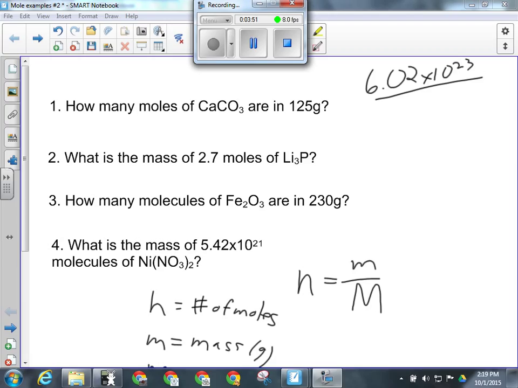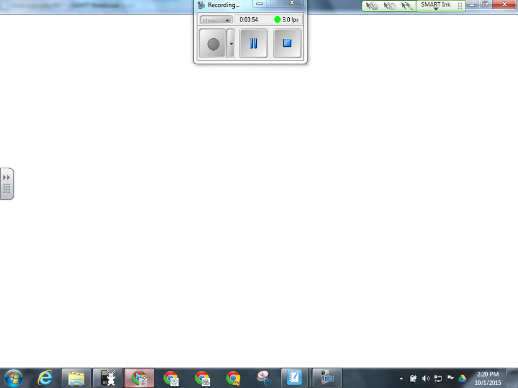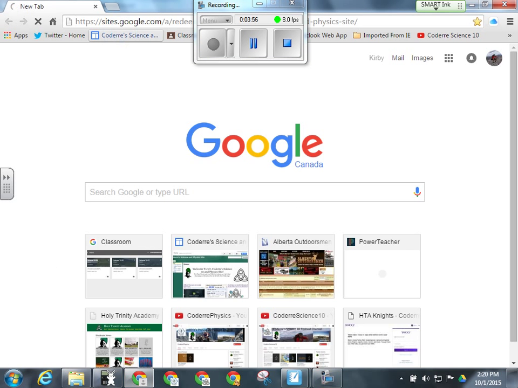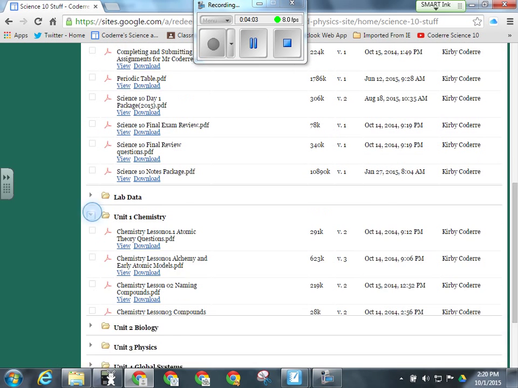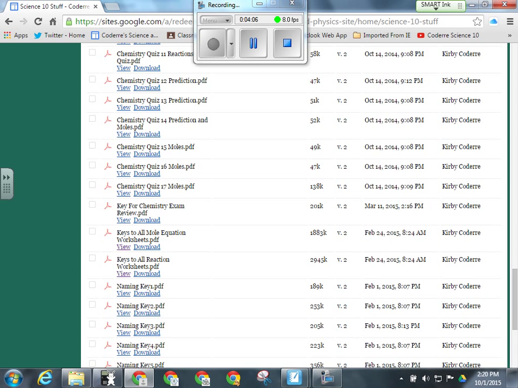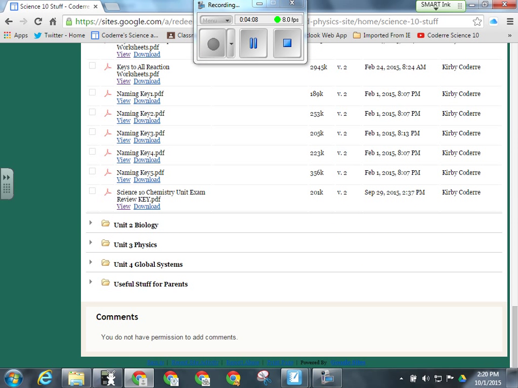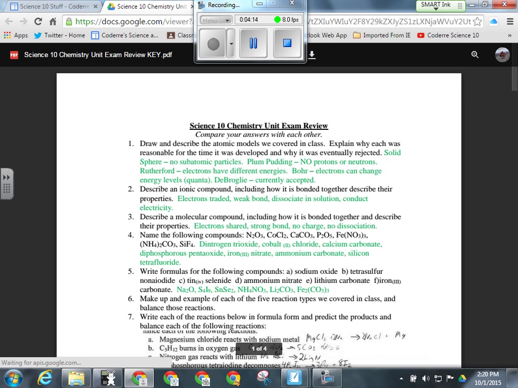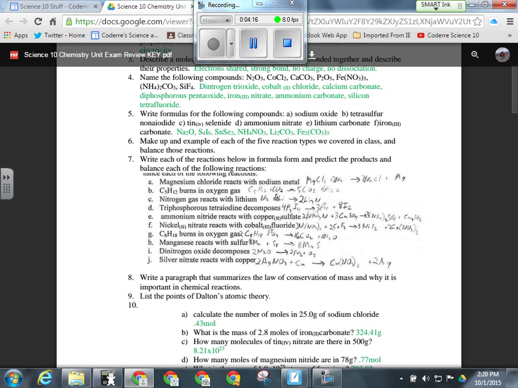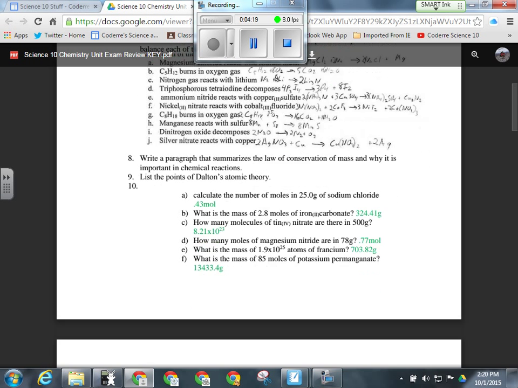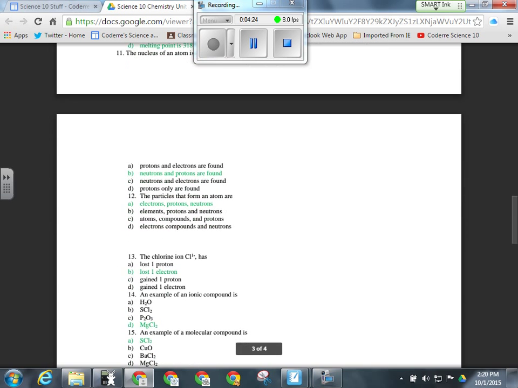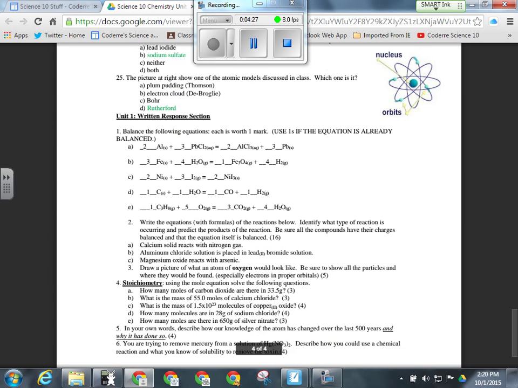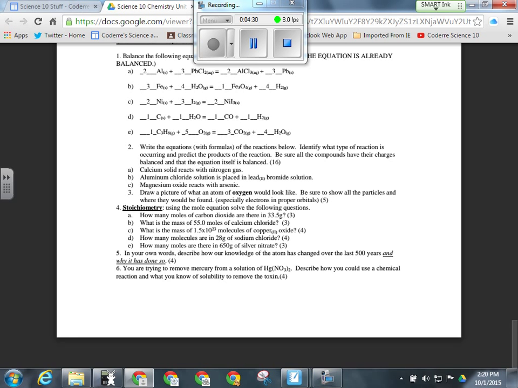There is a key for it, and it's on my website. Okay, so if you go to my website here into Science 10 stuff, in the chemistry folder, it is the very last file in the chemistry folder. Science 10 Chemistry Unit Exam Review Key. All right, so if you click on that, okay, it'll call up the file, and you can see that I've got answers, okay, in green or in my very messy handwriting for all of the questions. Okay, I even have the correct answer for the multiple choice highlighted in green. I think there's just the last couple of questions I didn't get around to actually getting answers for.